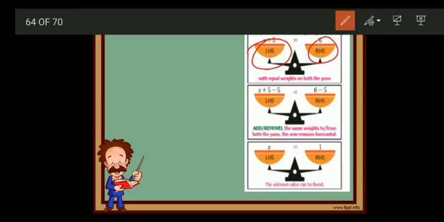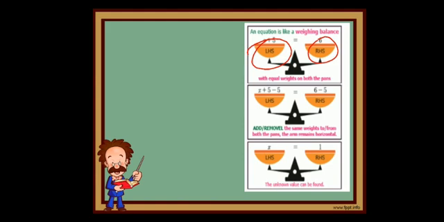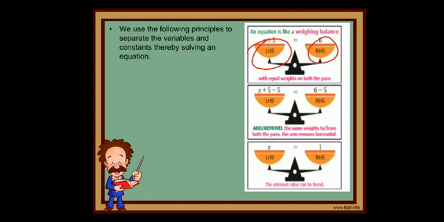Okay. Both are having equal weight since they are equal. So we are using the same situation to solve the algebraic equations. We'll use the same principles to separate the variables and constants, thereby solving the equation. First one is, when you add the same number on both sides of the equation, it won't change.